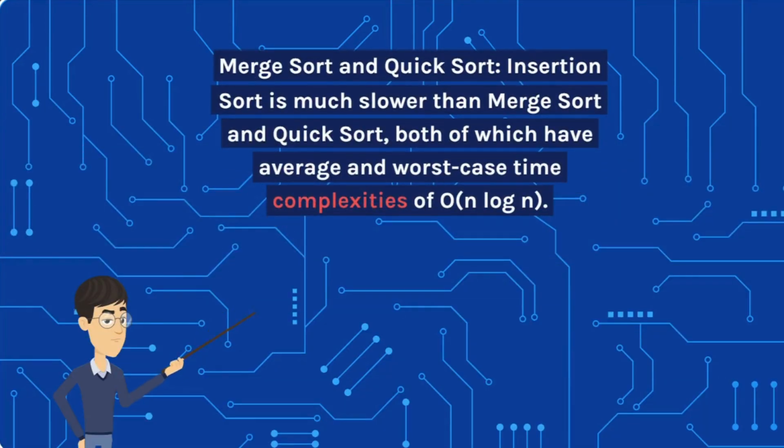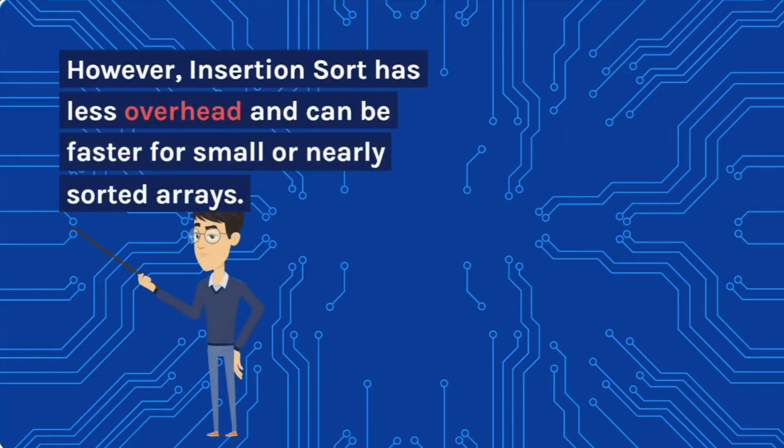Merge sort and quick sort. Insertion sort is much slower than merge sort and quick sort, both of which have average and worst case time complexities of O(n log n). However, insertion sort has less overhead and can be faster for small or nearly sorted arrays.